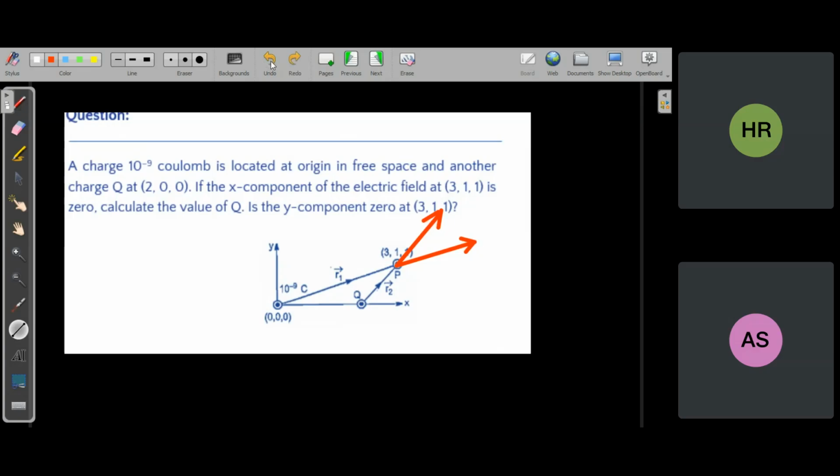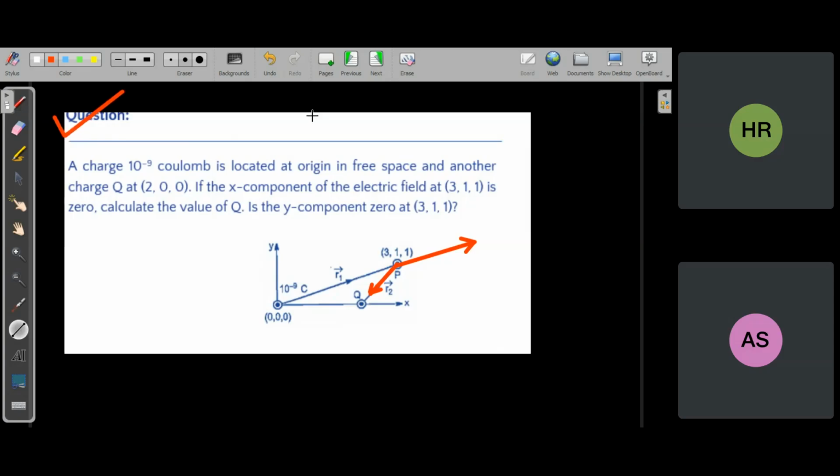Means what? Means the electric field due to the second charge should be in this direction. Yes, sir. Then only this is possible. Okay, so simply write the vector equation, and automatically the E1 vector and E2 vector you will get in terms of i cap, j cap, k cap. Now you only have to add their i cap component and equate it to 0. You'll get the answer.